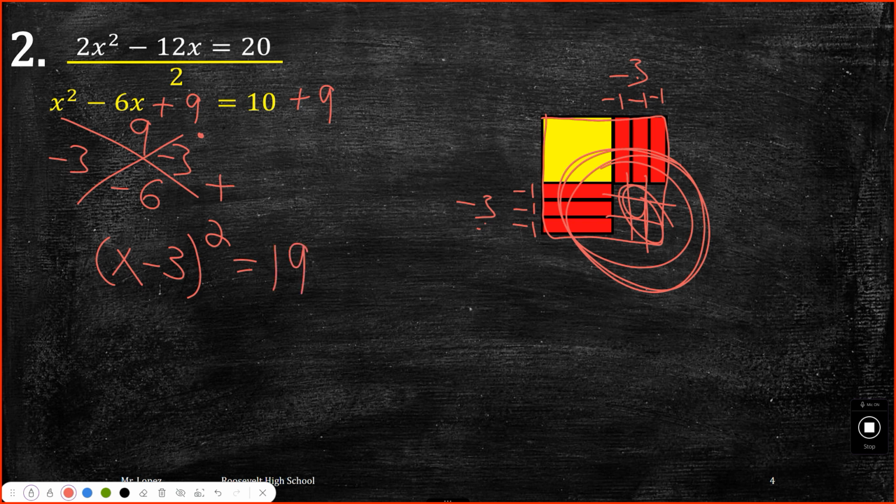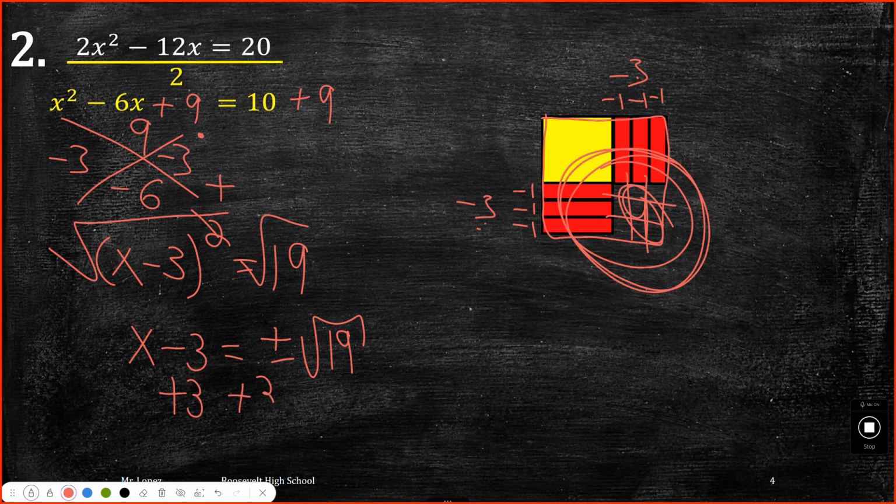And then we do what? What is it called? Square root it. Square root it. What's then the square root of 19? We don't know what that is. I mean, some decimal. And finally, what do we do? Add 3. So x is equal to what? 3 plus or minus the square root of 19.